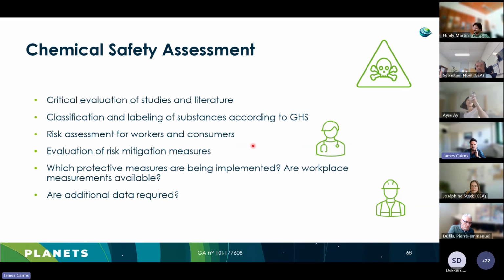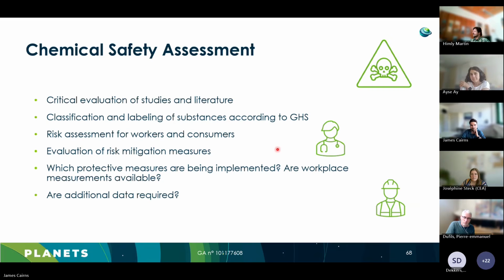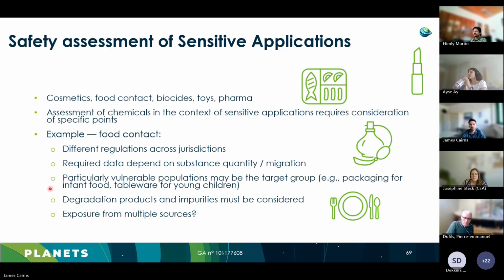So you also have risk assessment for workers and consumers. You evaluate risk mitigation measures, for example, when using products. But from this perspective, since I was talking about the REACH registration, I was talking about one single chemical substance that is registered. And whether the data is sufficient or if additional data is required has to be decided by the regulatory toxicologist.